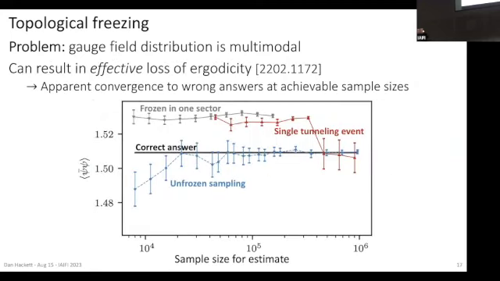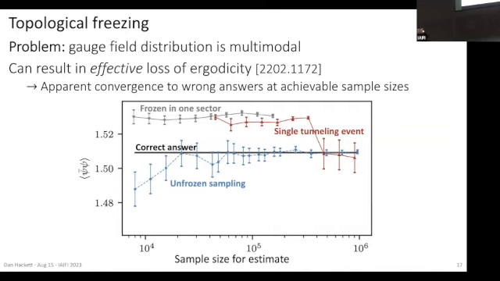So the issue that arises here is that if you don't deal with this problem, if you have this mode freezing issue, it can result in basically an effective loss of ergodicity, which can result in sort of a really subtle failure mode in these calculations. Specifically, you can get apparent convergence in your Monte Carlo estimates to wrong answers. So that looks basically like this.